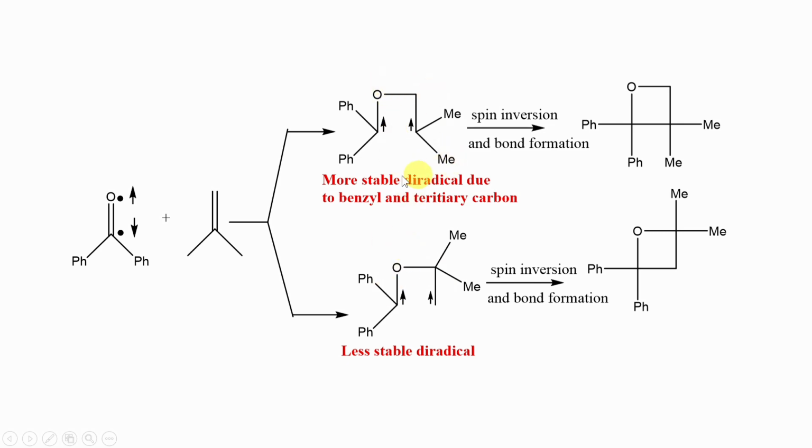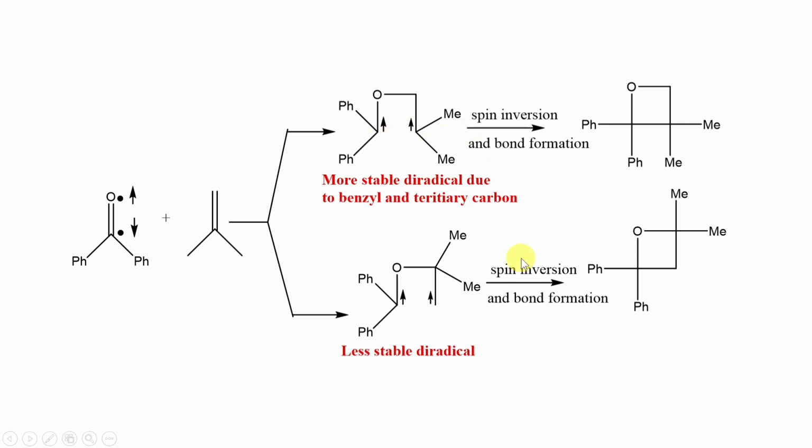Among these, this one is more stable because of the benzyl radical and this tertiary carbon atom. This diradical involves a benzyl radical and a tertiary carbon free radical. But this diradical consists of a benzyl radical and a primary carbon radical, and hence it is a less stable diradical compared to this diradical. Then the oxetane ring is formed by spin inversion and bond formation between these two carbon atoms.